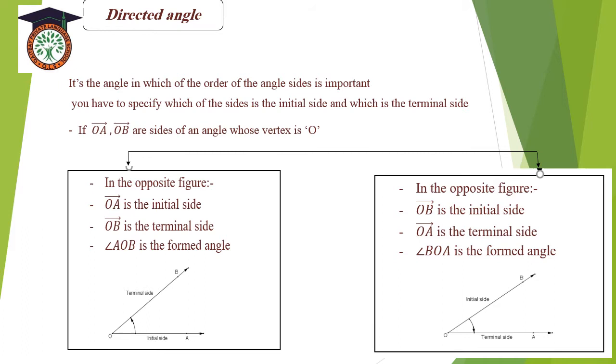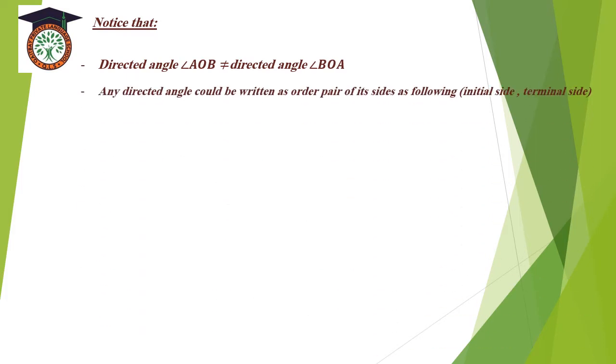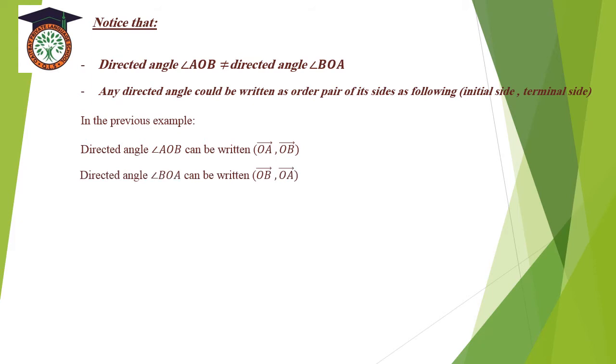In the opposite figure, OB is the initial side, OA is the terminal side, therefore the angle is called directed angle BOA. Notice that directed angle AOB is not equal to directed angle BOA. Any directed angle could be written as an ordered pair of its sides: initial side and terminal side. In the previous example, directed angle AOB can be written OA and OB. Directed angle BOA can be written OB and OA.